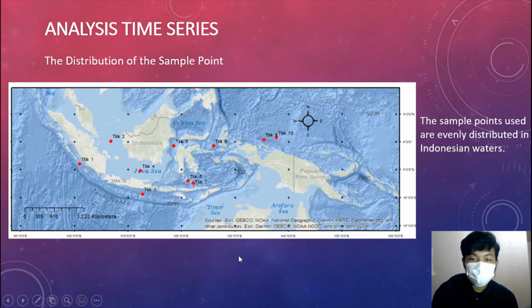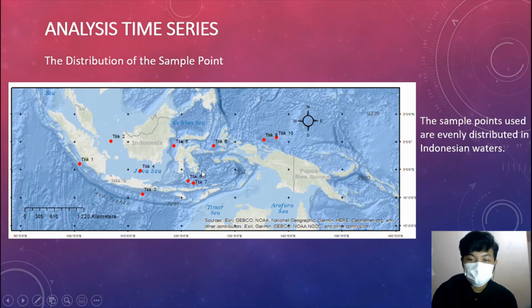The position of the first point is on southwest of Sumatra Island. The position of the second point is on west of the Kalimantan Island. The third point is on south of the Java Island. And the fourth point is on the north of the Java Island. The fifth point is on the west of Sulawesi Island.